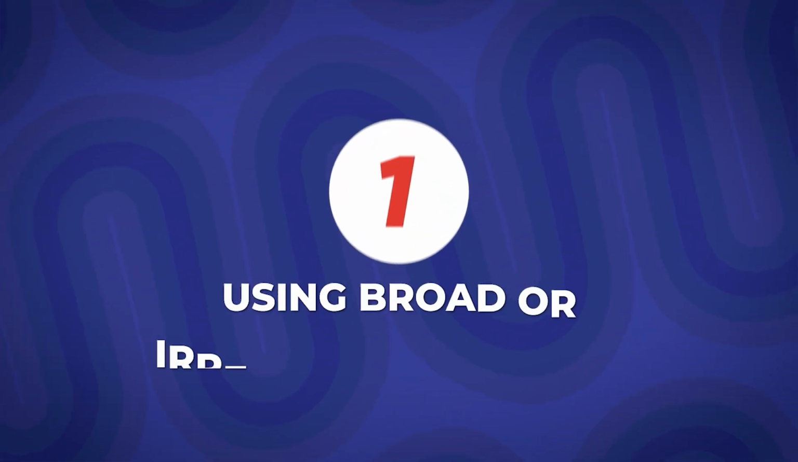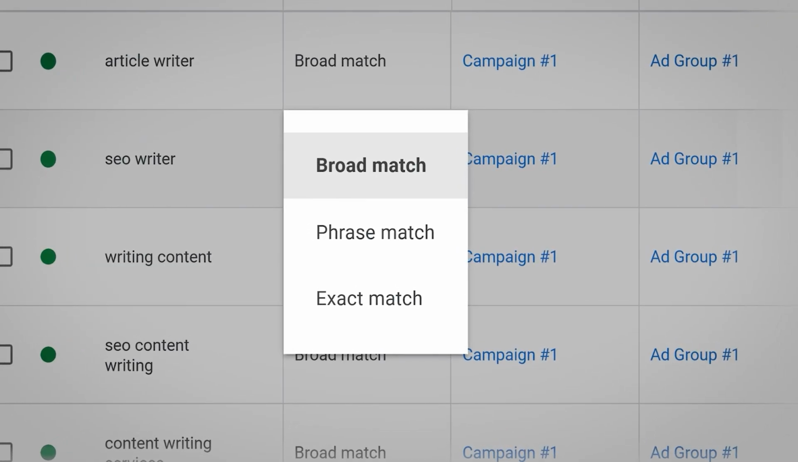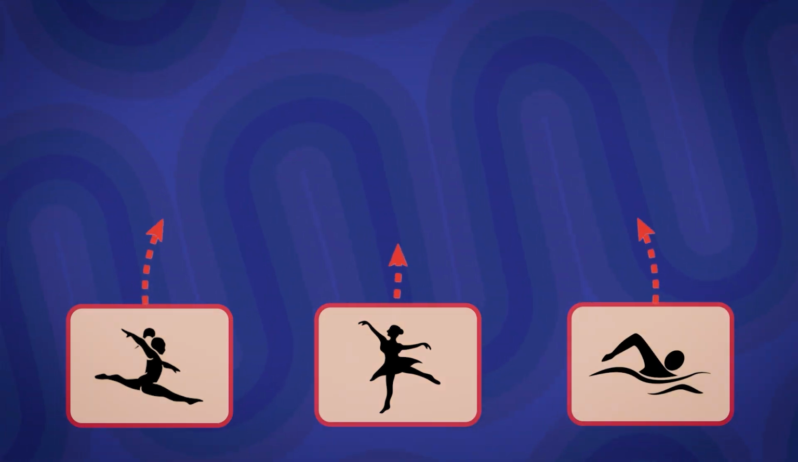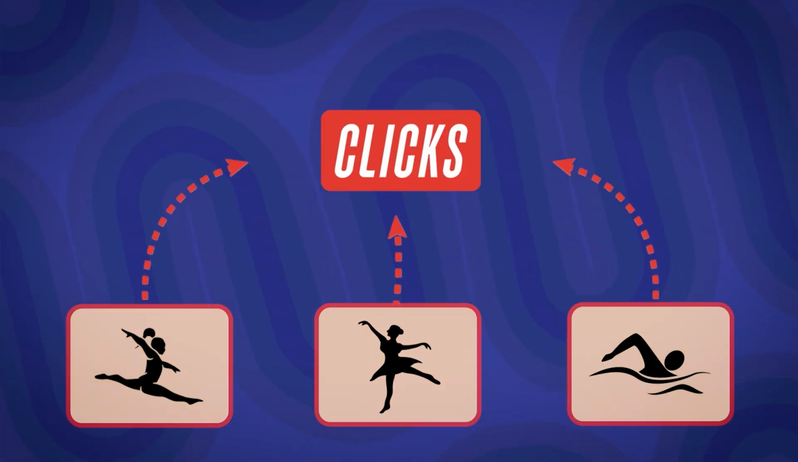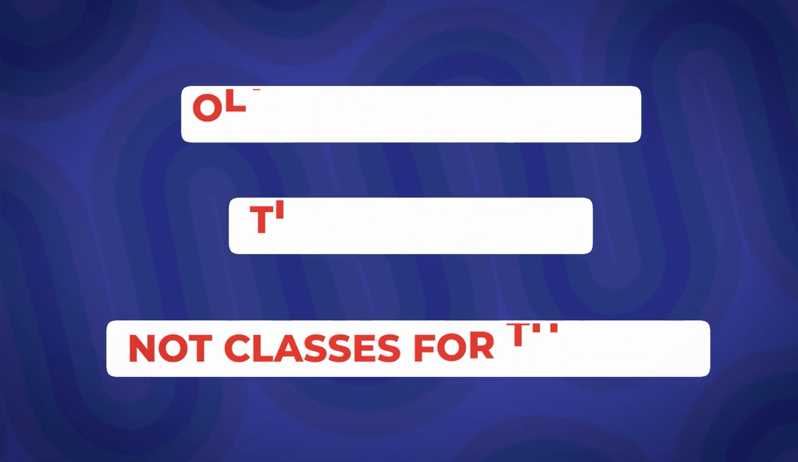Number 1, using broad or irrelevant key terms. This is the #1 way gymnastics and dance studios and swim schools waste their money. Let me show you exactly what I mean. When you bid on broad terms like gymnastics or dance or swim, you're competing for clicks from people who might be looking for Olympic highlights or TikTok trends, not classes for their kids.